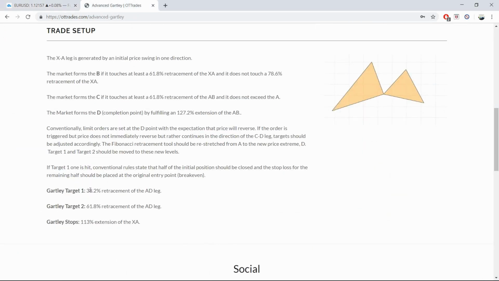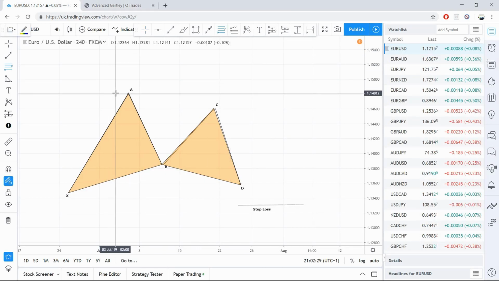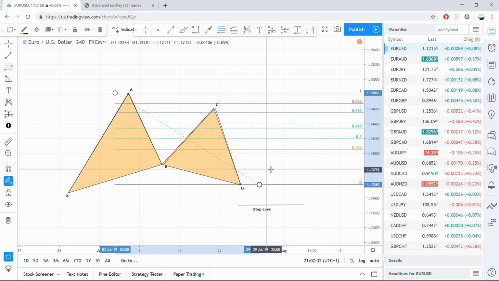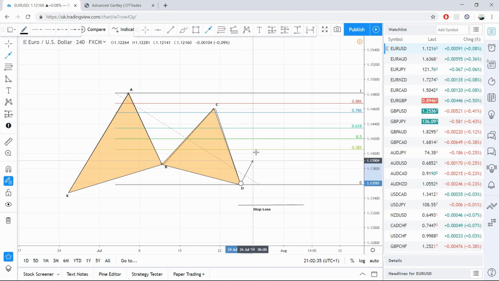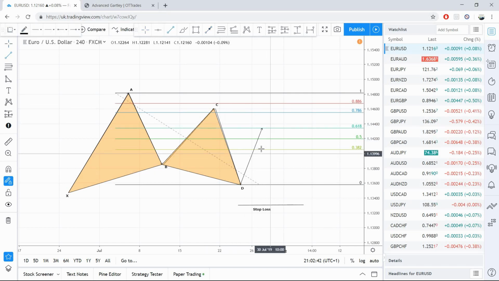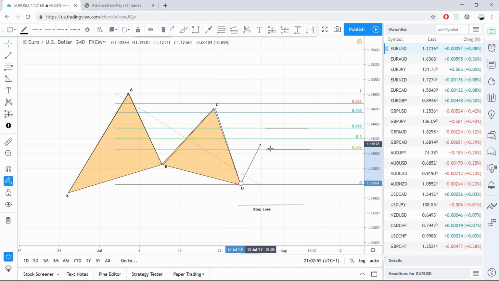In the instance that price does reverse, we're looking for a 382 and 618 of the AD retracement. So stretch our Fibonacci retracement tool from A to D, and we're looking at a 382 for our first targets and the 618 for our second targets. Now for these targets, again, same as most other advanced patterns, that 382 is our target 1, and once we hit that 382 level, we're going to close off half of our position. So once half of our position is closed, once we hit that 382 retracement level, we'll then move our stop loss up to break even, so up to that D point, the original limit order that we've set. We'll close half our position, move our stop loss to break even, and see if price continues to that 618 level.